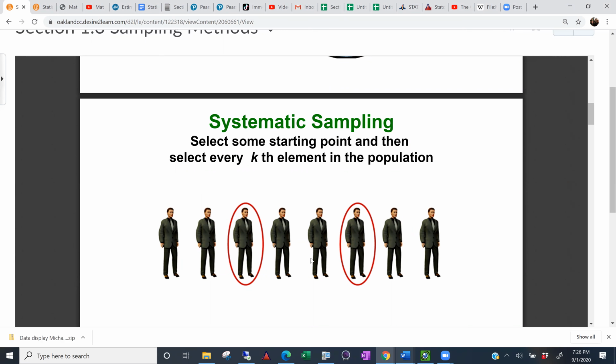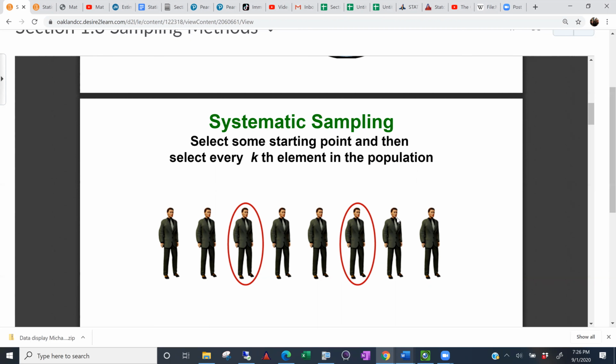In systematic sampling, you pick every kth element in your population. So in this case, if this is our population, we could pick every third element. By starting here and then picking every third element, I only get 2 people in my sample. But if I started with the first person, I could get 3 people in there: first person, skip 3, fourth person, skip 3, and get the 7th person.